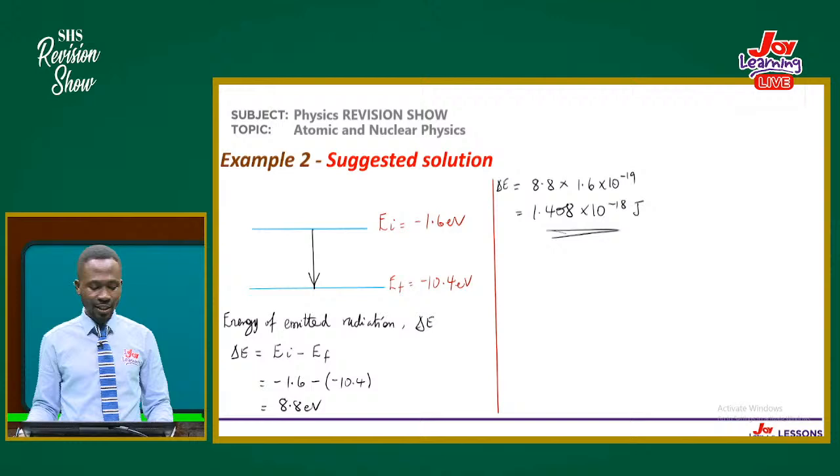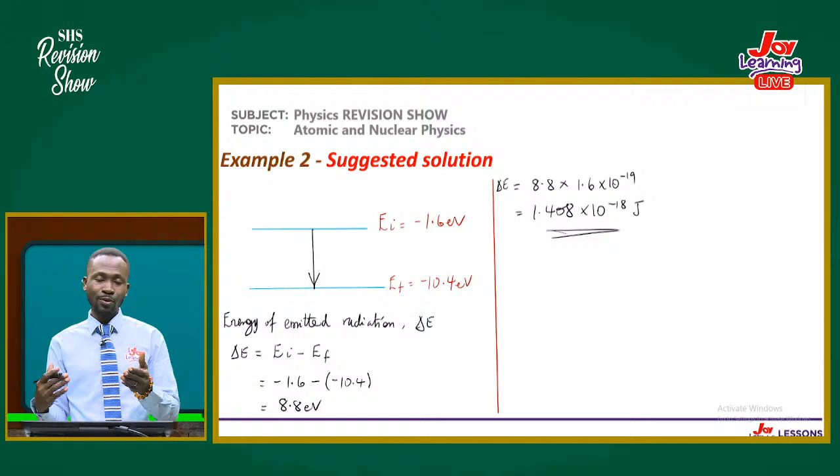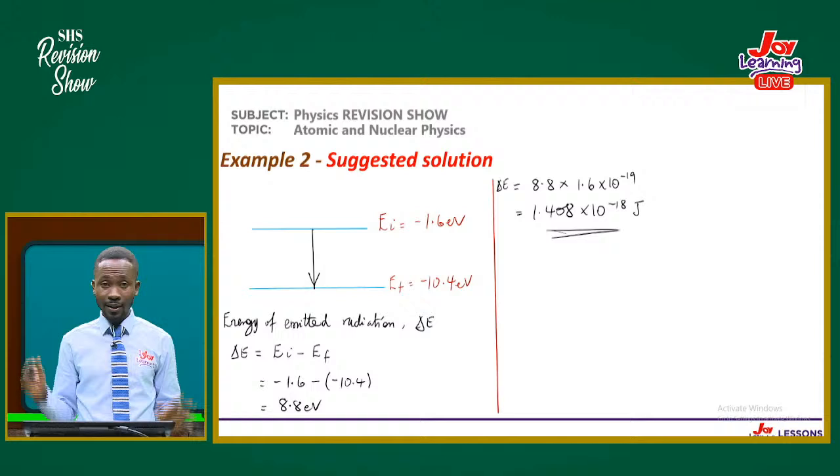So it's quite a simple one. You look at the energy levels, where it's coming from and where it's going. And then we use our formula. It says the change in energy is that of the initial minus final if the energy at the initial level is higher than or greater than that at the final level. Or we do it the other way around. Then the question goes ahead and asks us to find the wavelength of the emitted radiation.